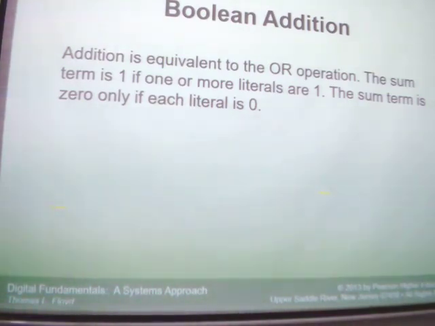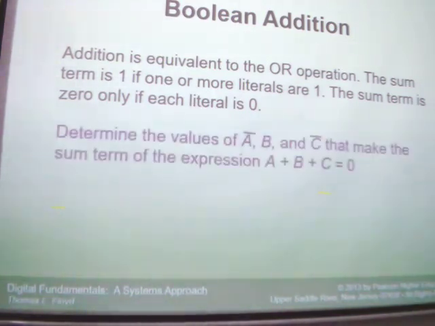Boolean addition. Addition is equivalent to the OR operation. The sum term is 1 if one or more literals are 1. The sum term is 0 only if each literal is 0. For example, determine the values of A overbar, B, and C overbar that make the sum term of the expression A or B or C equal to 0.